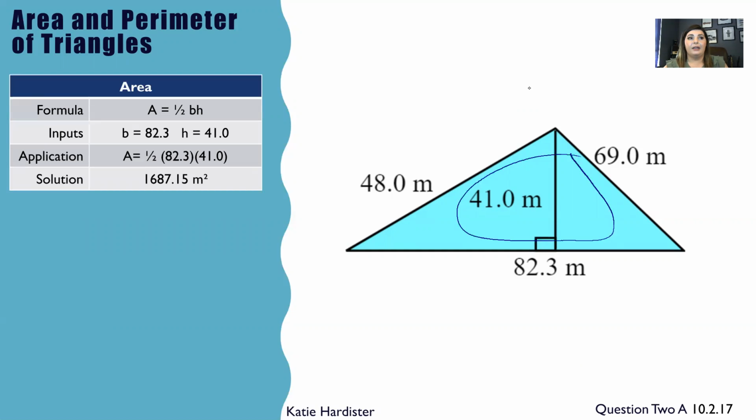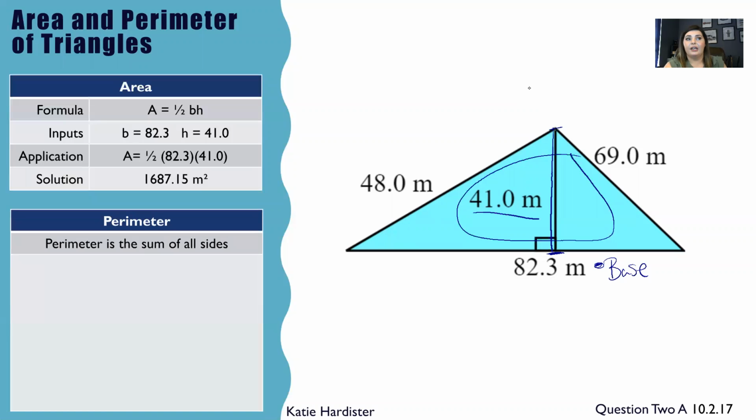So the input would be, as shown, the base would be 8.23. That's going to be right here, the base. And the height is, of course, going to be this line right here, and that shows us the height. So the height is going to equal 41.0 m. Then we have that in the application here, and then we would have the solution.